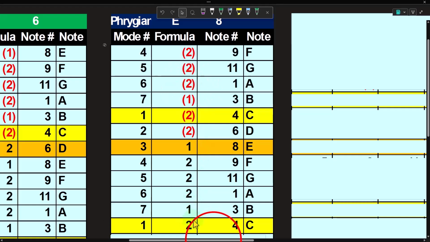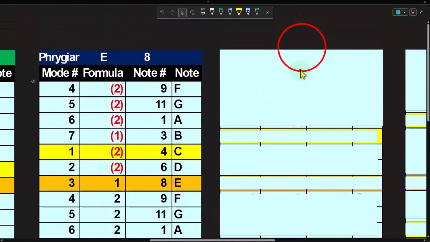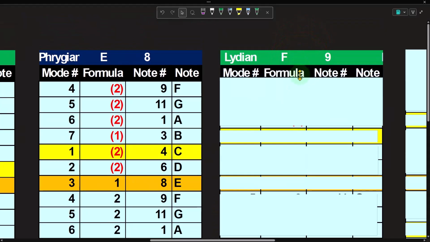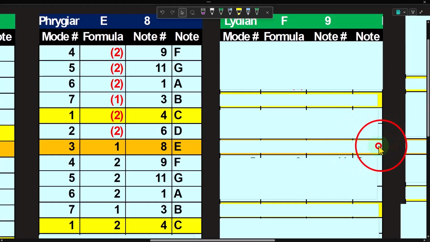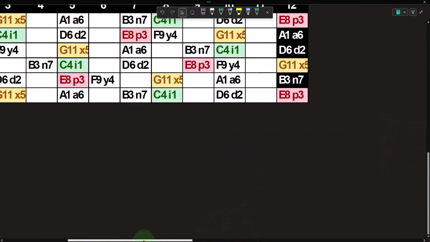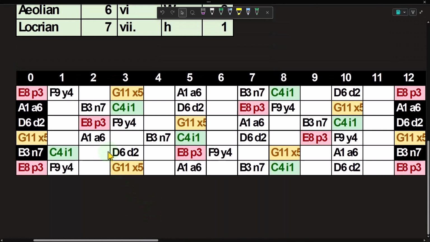Let's try another one. Let's say that now we're on the Lydian. So they say, okay, we're on F Lydian. All right, so if I go over here, here's an F right there. I can find an F, but I don't know what the collection of notes are because I need to know the relative major scale to do that. But I know that the Lydian is the 4th, right?